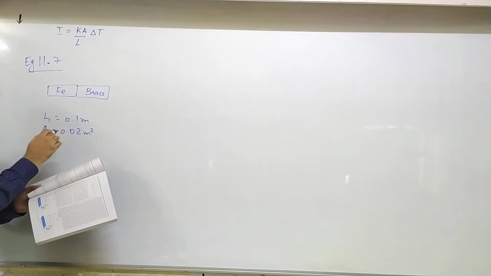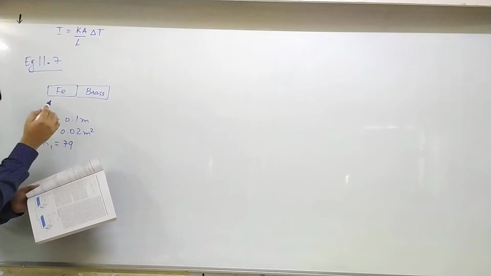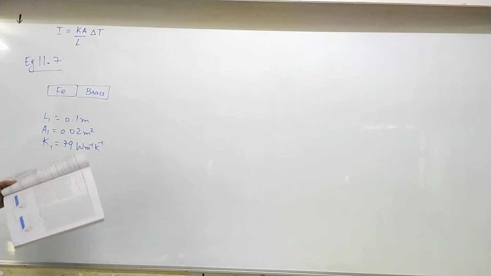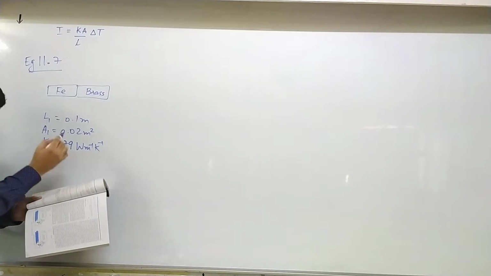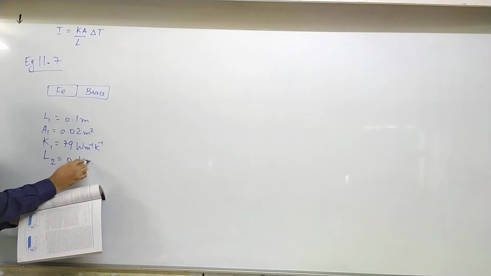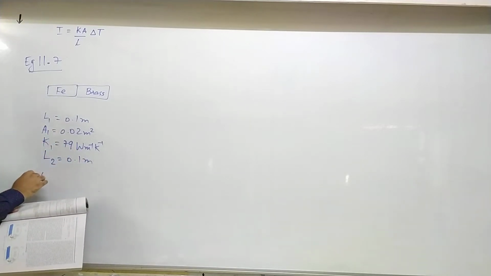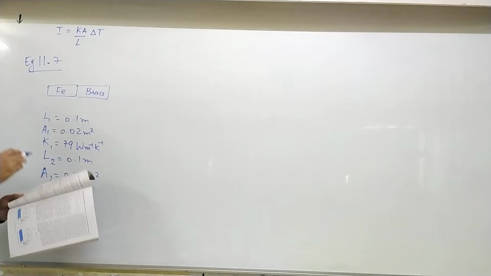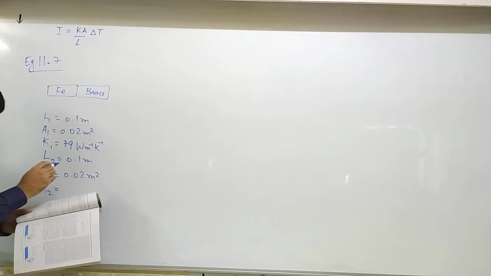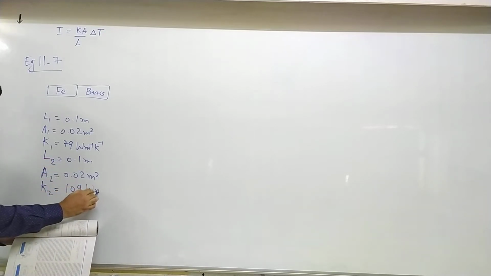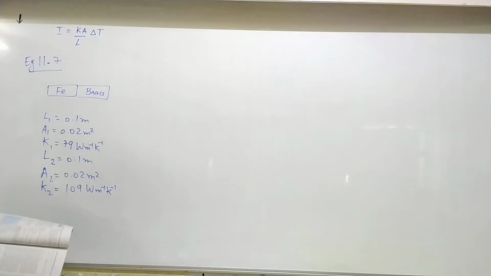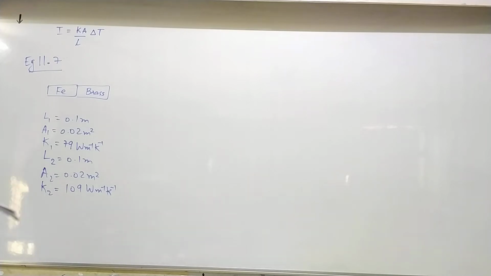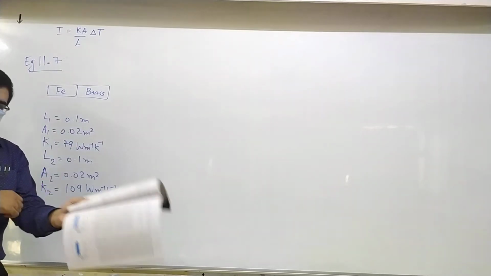Thermal conductivity is also given for iron, that is 79 watt per meter per Kelvin. And that of brass, length again 0.1 meter, same. Area of cross section once again the same, and thermal conductivity for brass is 109 watt per meter per Kelvin. Okay, so this is the information that we have.